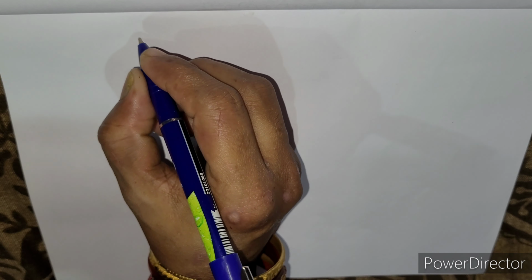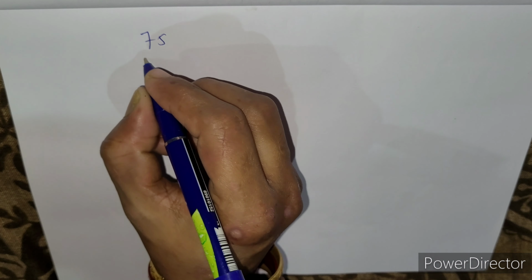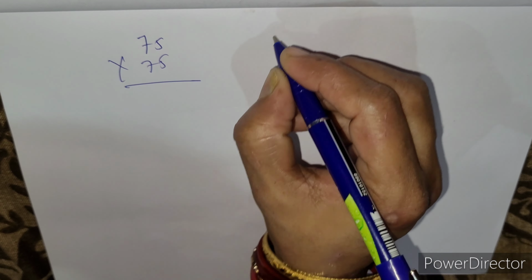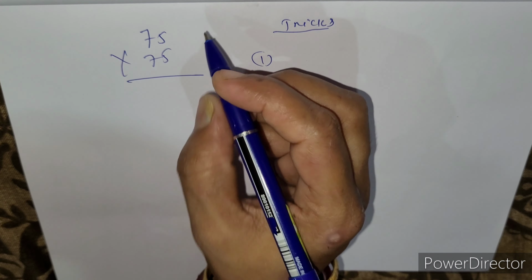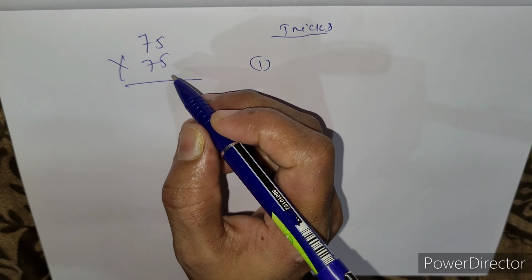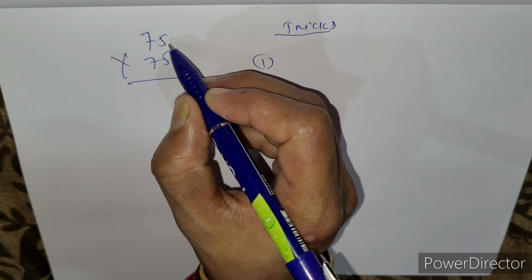How to find the square of a number having 5 in the ones place? Suppose this is 85, or 75. Trick: first multiply the ones place digit, 5 into 5.